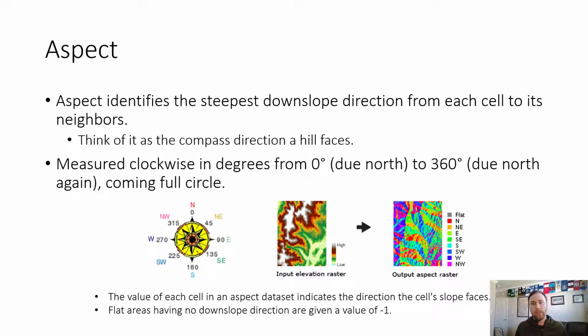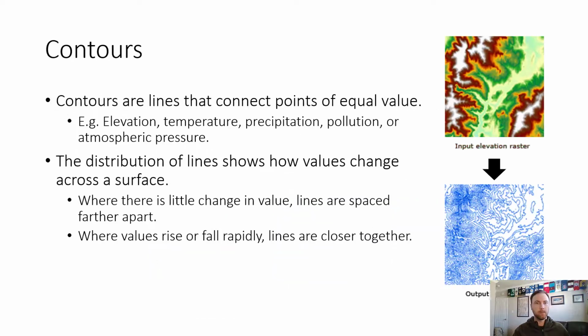If we combine those two, we can find out both the slope, how steep an angle is, and what direction it is facing. At that point, we essentially have a very accurate representation of what the landscape actually looks like. Each cell value in an aspect data set indicates the direction the cell's slope faces, and flat areas having no downslope direction are given a value of -1.